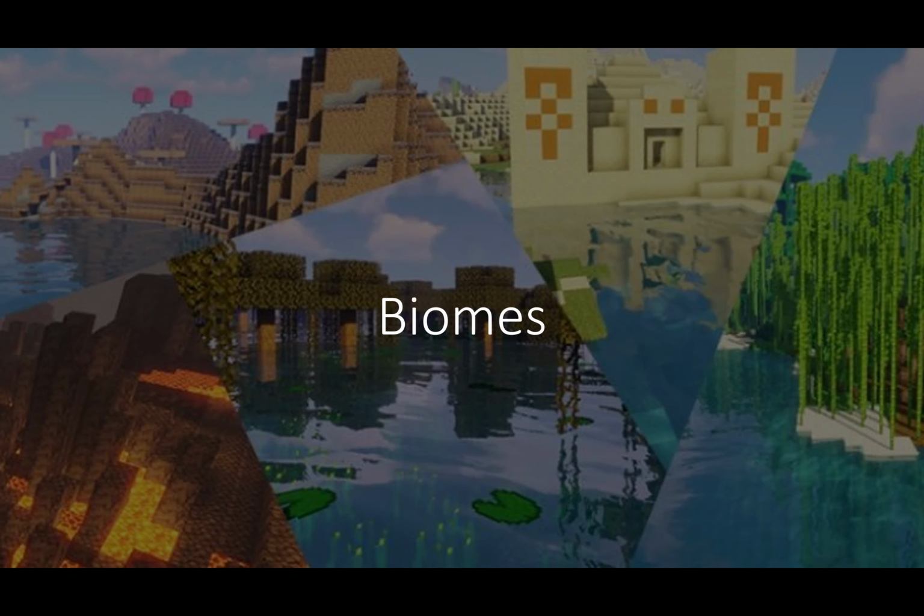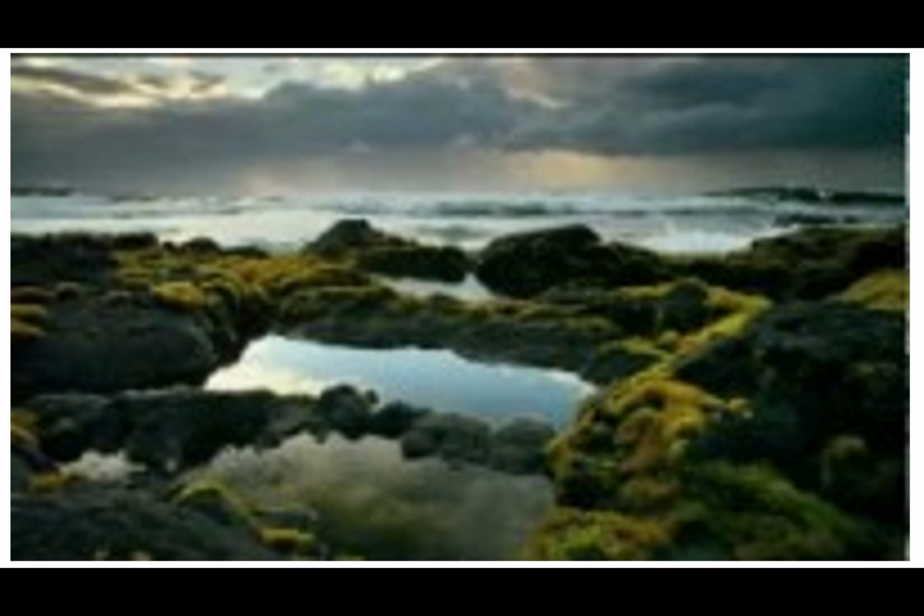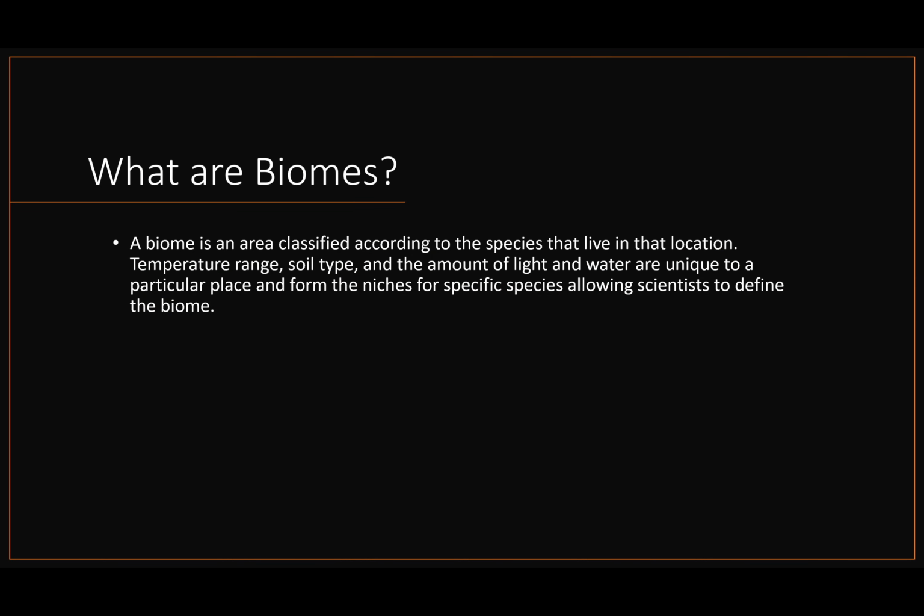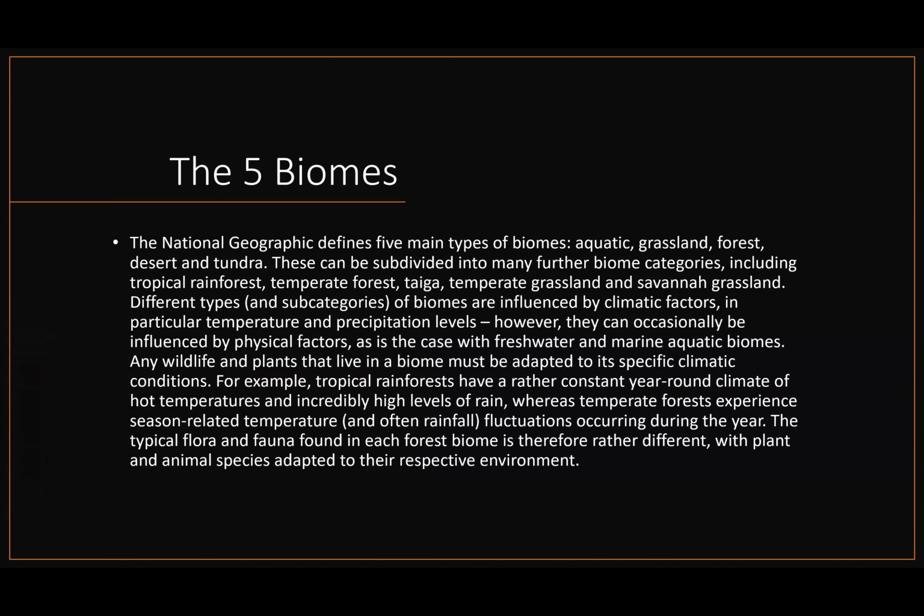Now, the biomes specifically. There are general biomes that we have, such as wetlands. Biomes are classified according to the species that live in the location, the temperature range, soil type, and the amount of light and water that are unique to the particular place, and they form the niches for specific species as well. There are generally five main biomes that you can categorize, including the tropical rainforest, temperate forest, taiga, temperate grassland, and savanna grassland. Different types and subcategories also exist.